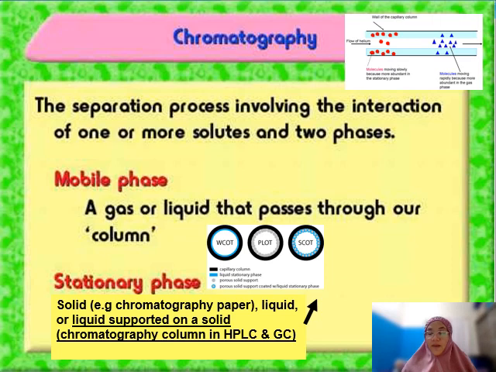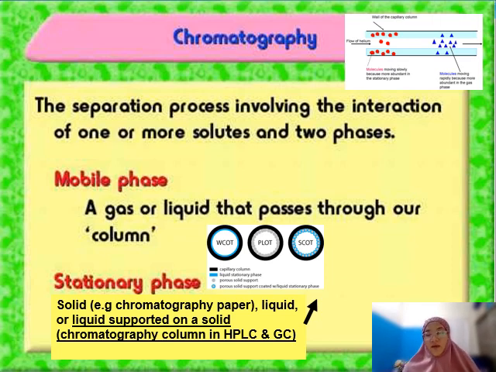Column biasanya berada pada GC and HPLC kan, di mana dia ada column that you have to buy, inside the machine, and inside the column this is the part in which the mobile phase will bring your sample mixture to separate them. The column and the stationary phase, it could be solid, liquid, or liquid supported on a solid.